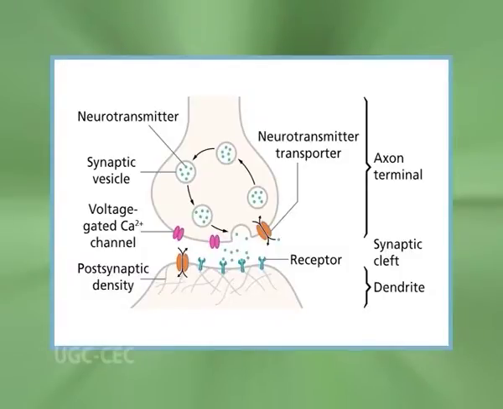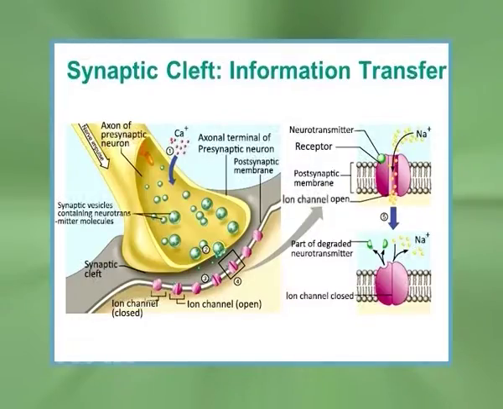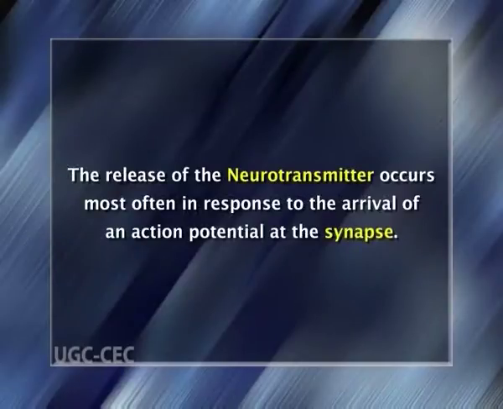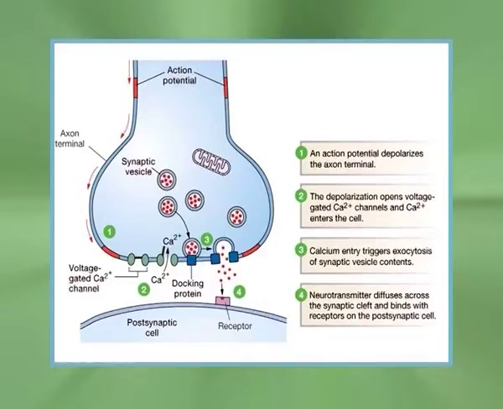Neurotransmitters are endogenous substances that act as chemical messengers by transmitting signals from a neuron to a target cell across a synapse. Prior to their release into the synaptic cleft, neurotransmitters are stored in secretory vesicles called synaptic vesicles near the plasma membrane of the axon terminal. The release of the neurotransmitter occurs most often in response to the arrival of an action potential at the synapse. When released, the neurotransmitter crosses the synaptic gap and binds to specific receptors in the membrane of the postsynaptic neuron or cell.